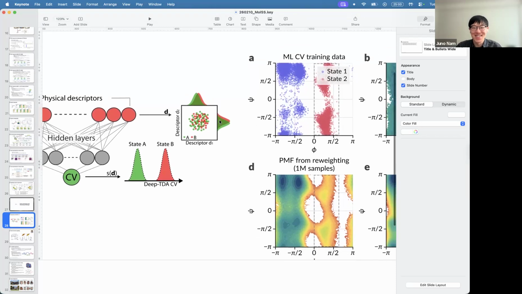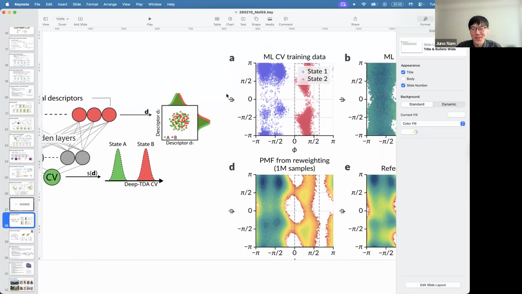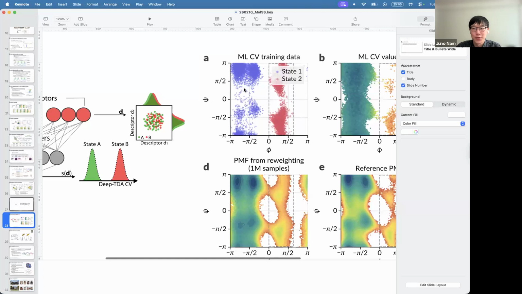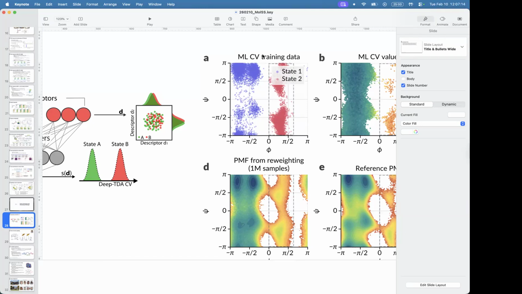I think that's an eventual challenge in CV discovery, the chicken and egg problem. One situation where this kind of workflow can be useful is when we know a single configuration from each mode, but we don't know where the transition region is. If we want to identify the transition region with sampling approaches, then I think starting from collective variable discovery can be a good idea. I see. Yeah, thank you. Thanks.